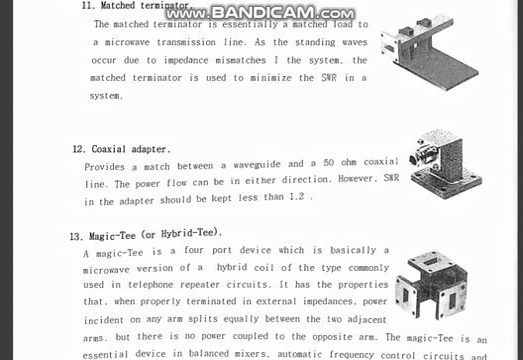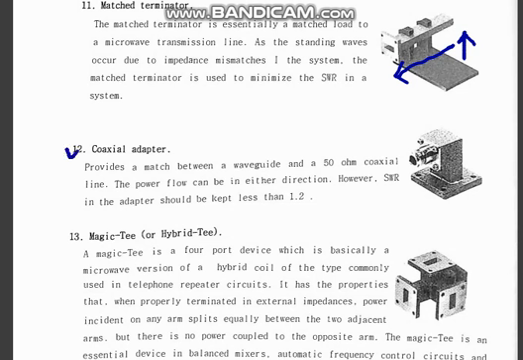Okay, so you can see there is a rectangular waveguide, and that has been adjusted to another part, just like this. So this is one of the matched terminators, and that is connected with a rectangular waveguide.